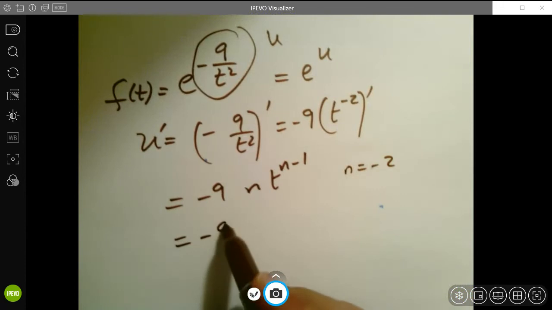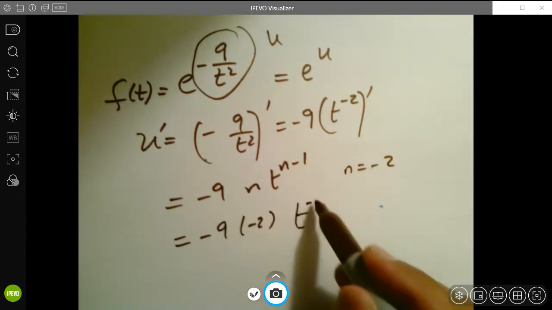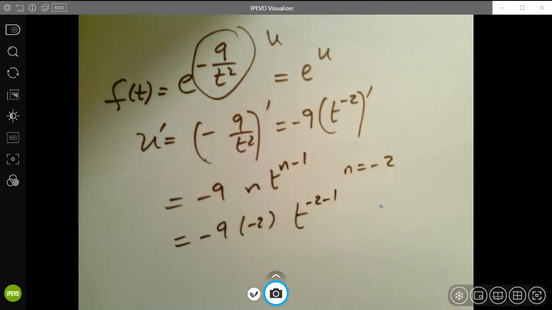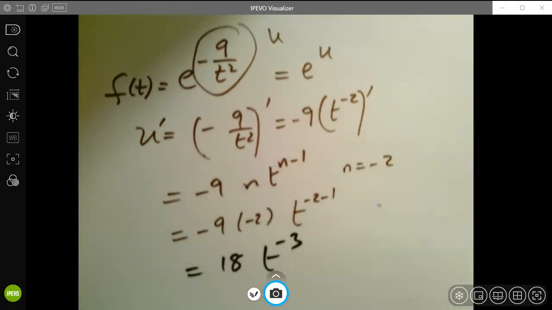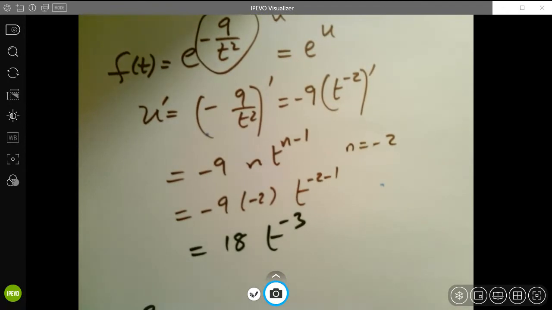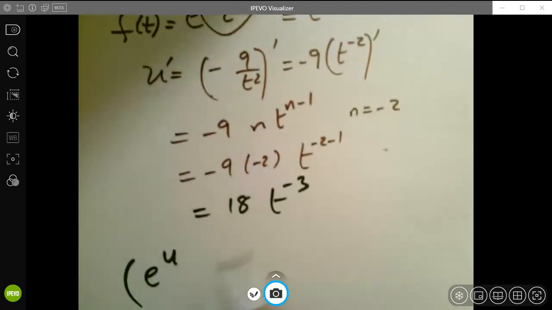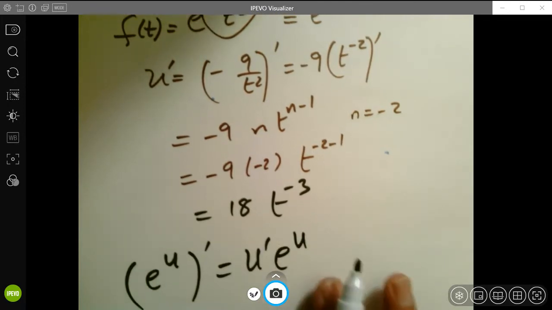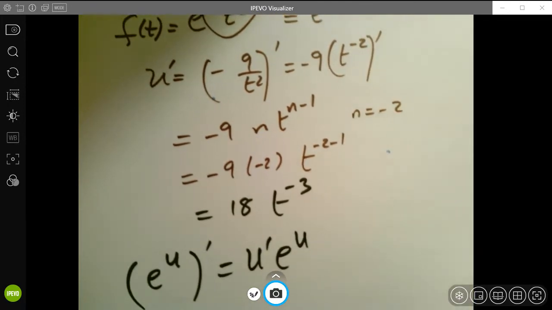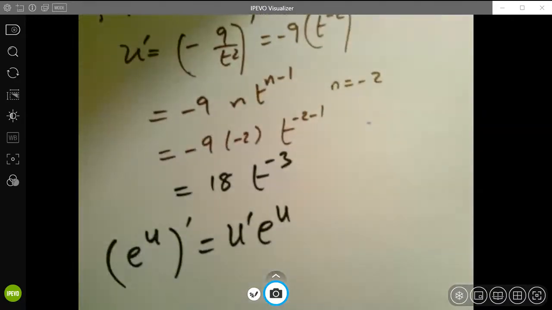So it is minus 9 times minus 2 times t to minus 2 minus 1, and this one is t to negative 3. Because the rule is the derivative of exponential of u is u prime times e to the u. Remember this one, you can add it to ln of u. So now I will get 18.